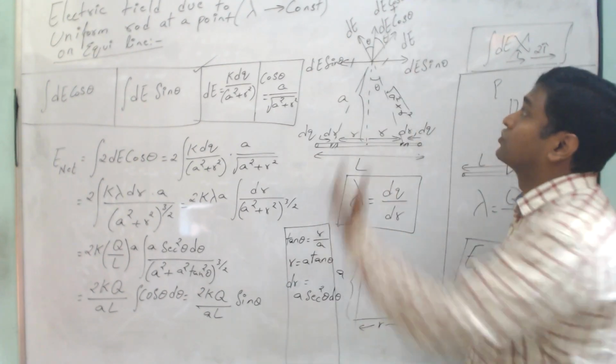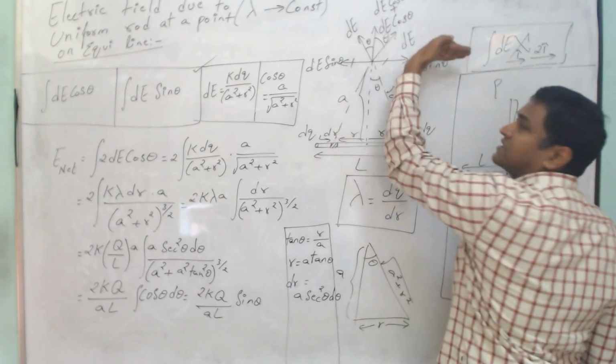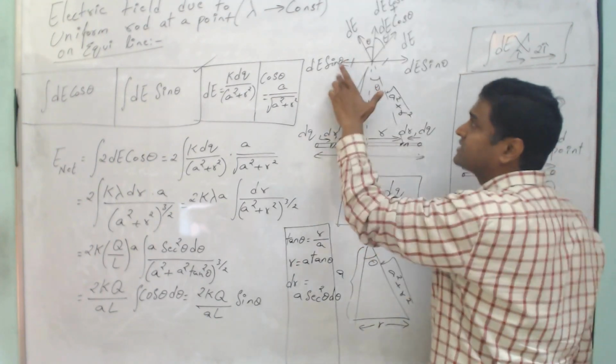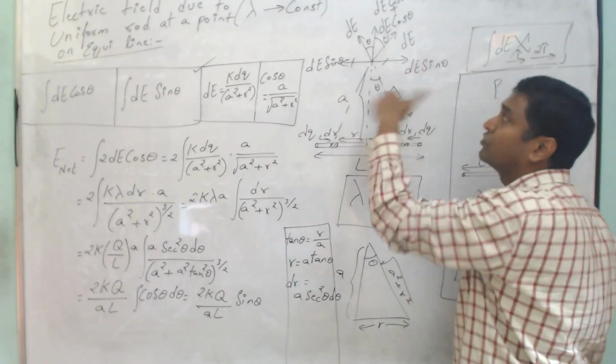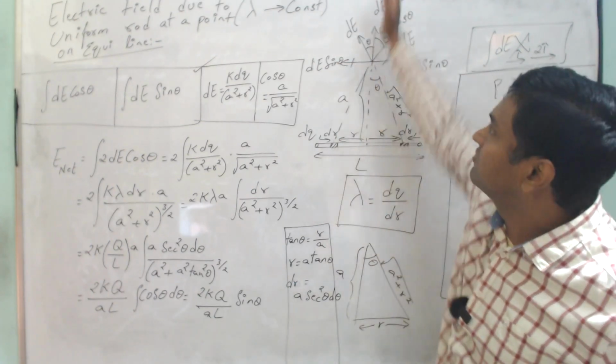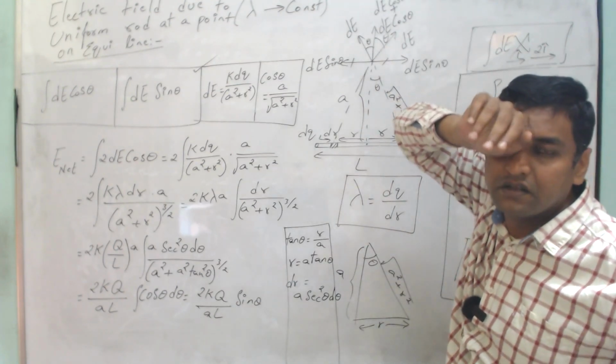Due to symmetry, the component in this direction is dE sin theta and the component in that direction is dE cos theta, which will cancel my dE sin theta. Therefore the entire resultant, due to symmetry, will be 2 dE cos theta in the vertical direction. Is this clear?